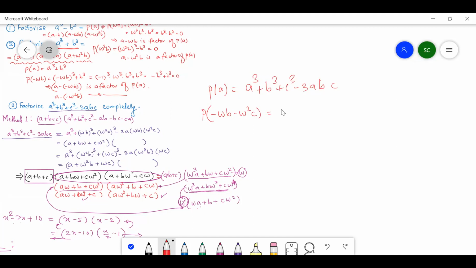Okay, so I should replace a by minus omega b minus omega square c in a cube plus b cube plus c cube minus 3abc, that is minus omega b minus omega square c, that is my a, into b into c. Now we have to evaluate this, and hopefully this will be 0. So let us find out. This is minus b cube omega cube b cube.